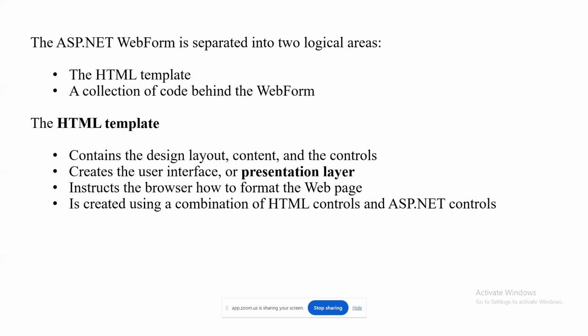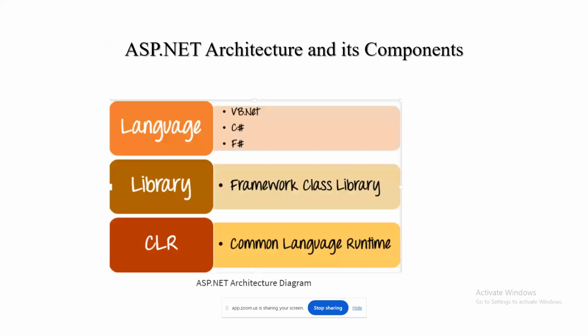The ASP.NET form is separated into two logical areas: the HTML template and the collection of code behind the web form. The HTML template contains the design layout, content, and the controls that create the user interface or presentation layer. It instructs a browser how to format the web page. It is created using a combination of HTML controls and ASP.NET controls. We can use both HTML controls and ASP.NET controls. ASP.NET controls are the server controls. It is the architecture and its components.